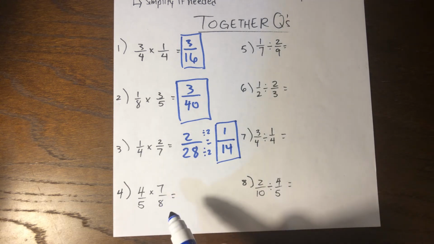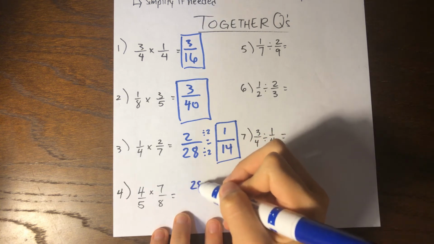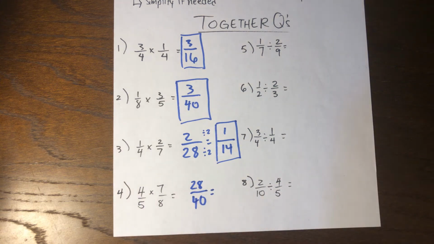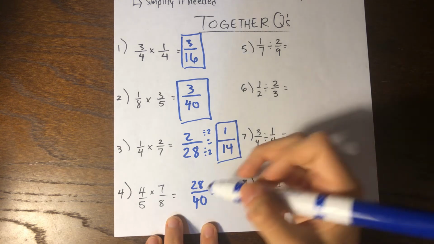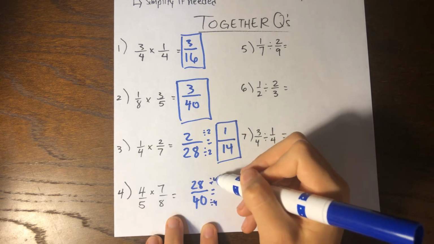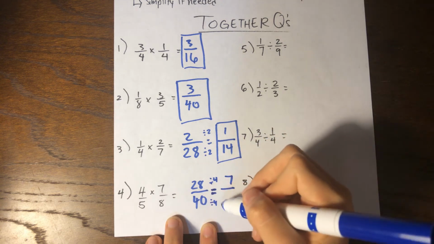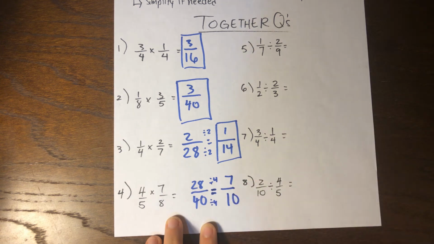4/5 times 7/8, multiply straight across, get 28/40. This one looks like it can be simplified. Okay, so I'm thinking of factors that 28 and 40 have in common. I can divide both by 2, but I want to find the greatest common factor to divide by. What about if I divide by 4? If I divide both sides by 4, I would get 7, and then 40 divided by 4 is 10. 7/10. That cannot be simplified, so this would be my answer.